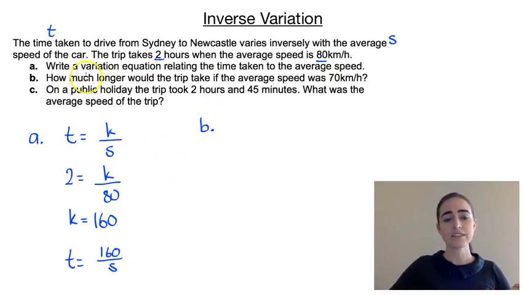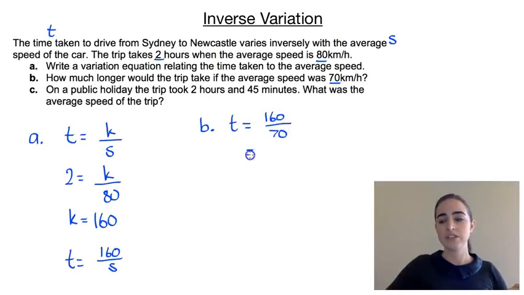Part B says how much longer will the trip take if the average speed is 70 kilometers per hour. So we substitute that 70 into this equation as our speed, and we can make that calculation to figure out what t is. t is going to be 160 over 70, which gives us 2.285, and the number keeps going. If you press the degrees, minutes, seconds button on your calculator, it'll convert it into degrees being the hours, minutes being the minutes, and seconds being the seconds. So it would take us 2 hours and about 17 minutes.